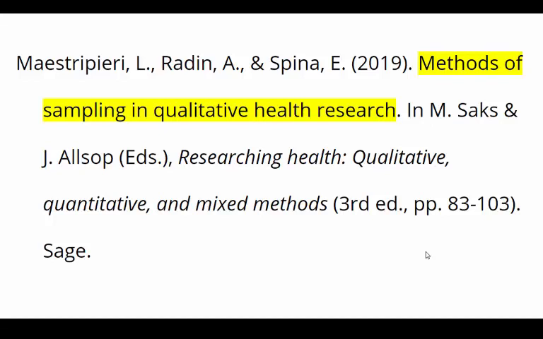Next up, the chapter title. Notice it is formatted just like an article title. It is in plain text, meaning no italics, and only the first letter of the first word is capitalized. And if there were a colon, the first letter of the first word after the colon. You end that section with a period as well.